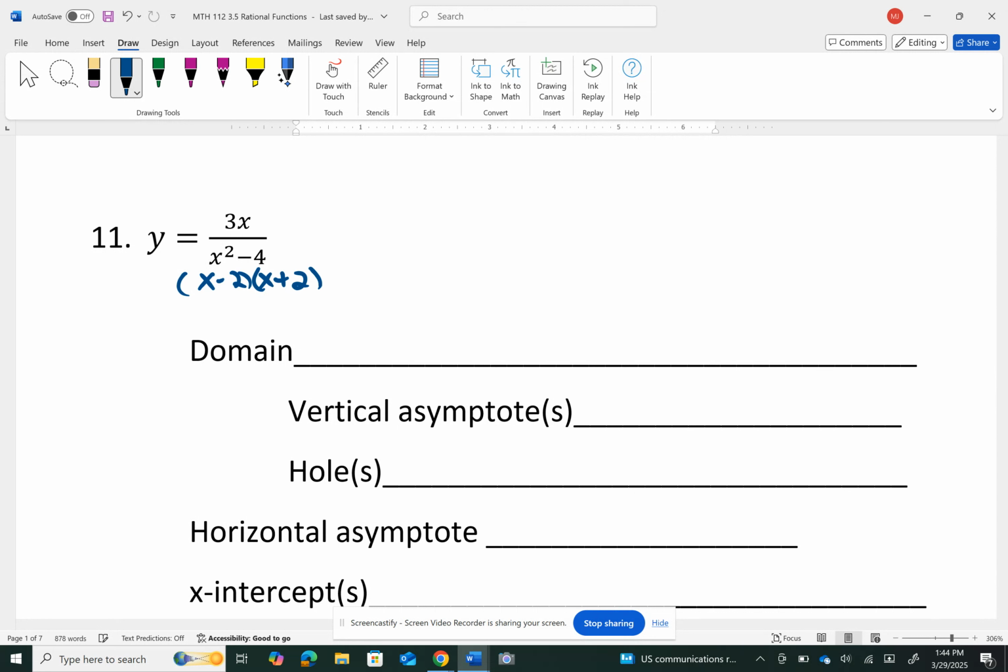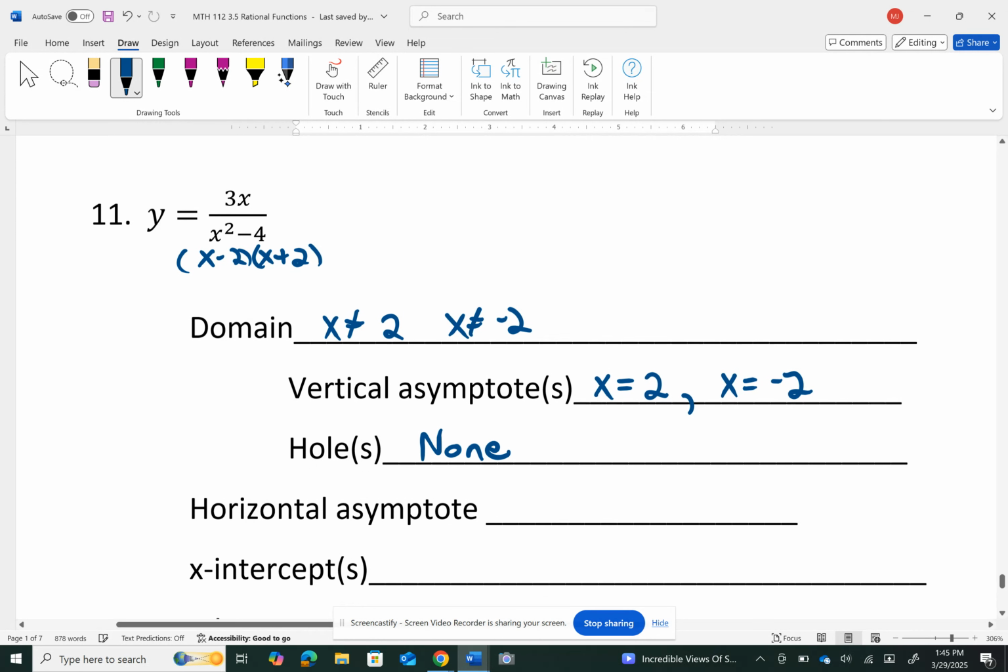And nothing cancels out. So the domain would be all reals except 2 and -2. And at each of those, you'll have either a vertical asymptote or a hole, so you have to think about what's happening here. We were unable to cancel out either of those. They were non-removable. So we're going to have a vertical asymptote at x equal 2, and we'll also have one at x equal -2. No holes, though, because the trouble spots did not cancel out.